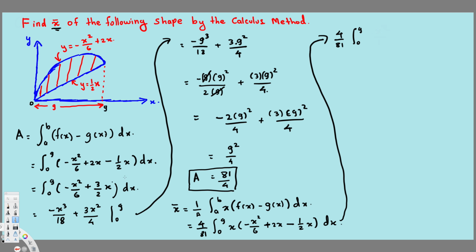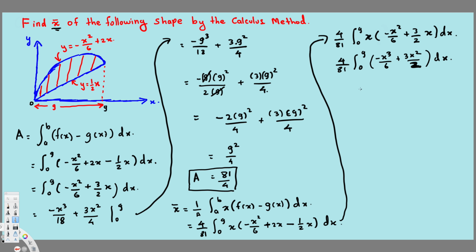So here we have x right here, and this is going to be x squared divided by 6, and 2x minus half is going to be 1.5x. We can write that one as 3 by 2x. So this is going to be 3 by 2x dx. Now let's multiply everything by x. So this is going to be 4 over 81, 0 to 9. If I multiply this one by x, this is going to be minus x cubed divided by 6 plus 3x squared divided by 2 dx.